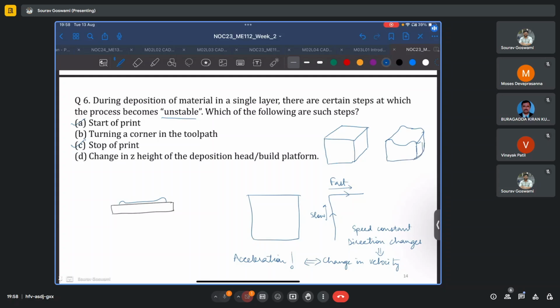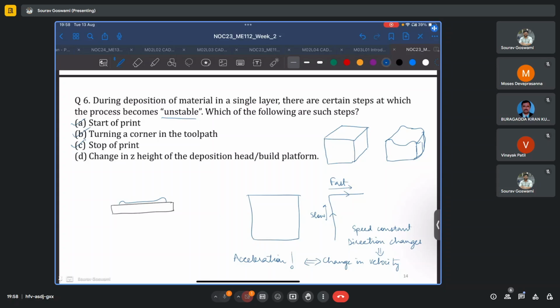Also, the corners will not be sharp. Thus, we can see that even when the head must turn a corner in the toolpath, the process becomes unstable again. Change in Z height of the deposition head or build platform.